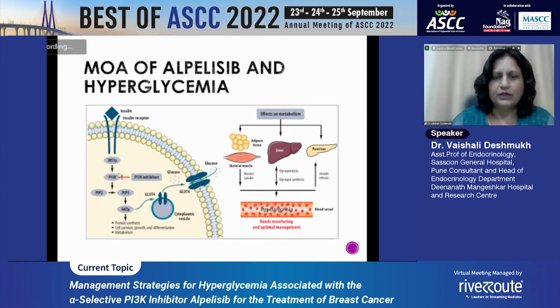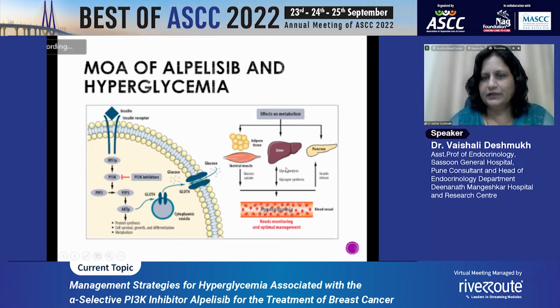So you can see that the insulin receptor pathway is blocked over here at this PI3 kinase, and then the glucose remains in the circulation and fails to enter into the cell because this is interrupted. As a result, there is decreased glucose uptake, mainly in the skeletal muscle and adipose tissue. In the liver, there is excessive glycogenolysis and glycogen synthesis is reduced, and pancreatic insulin release is stimulated. So there is an element of hyperinsulinemia.